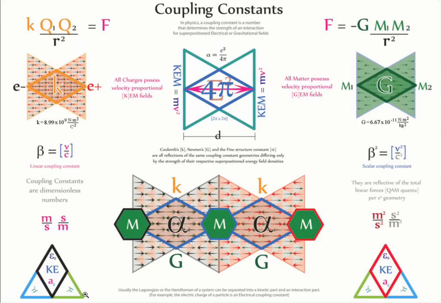So divergent, net divergent electric fields or charges, and convergent forces for gravity. But in both cases we can use the same geometry to produce the same mathematics for force. All that changes is the energy momenta within the two equilateral fields.